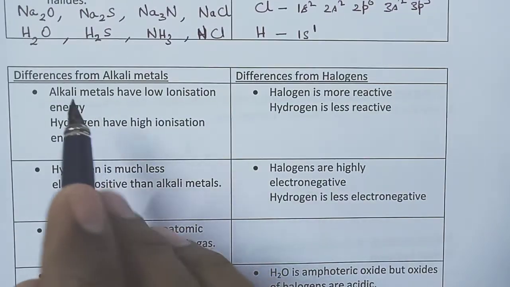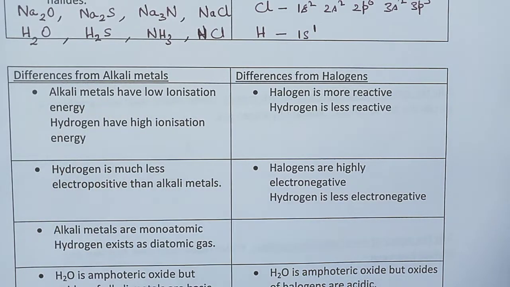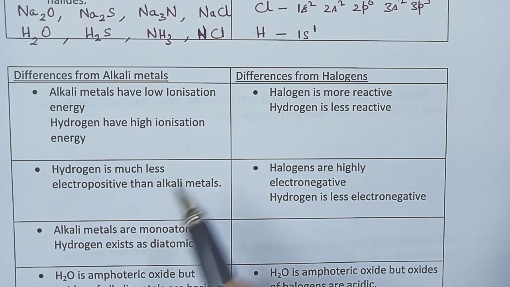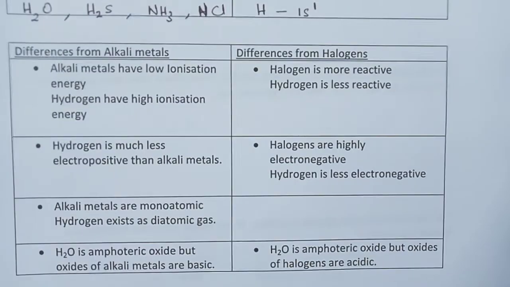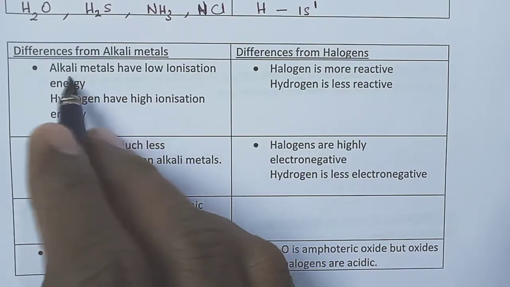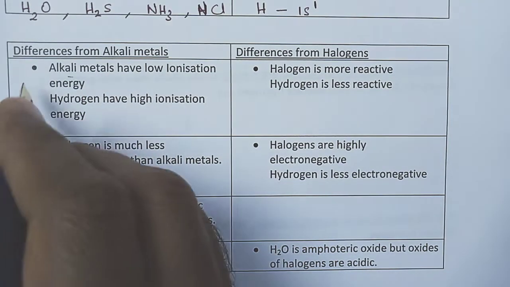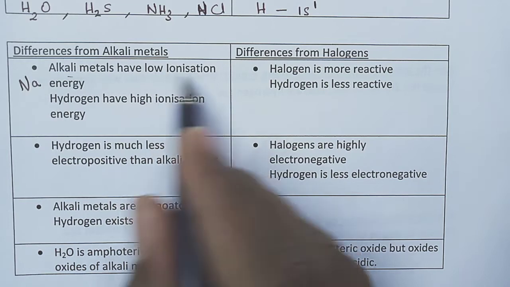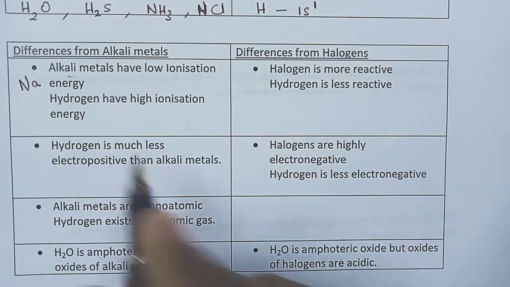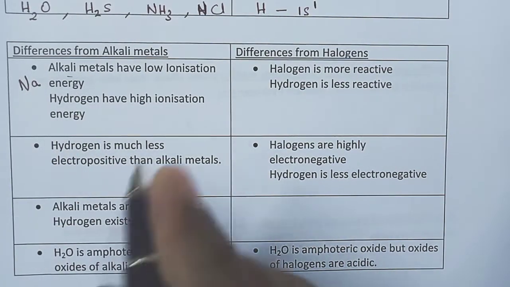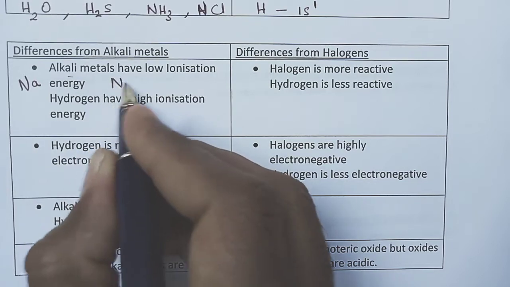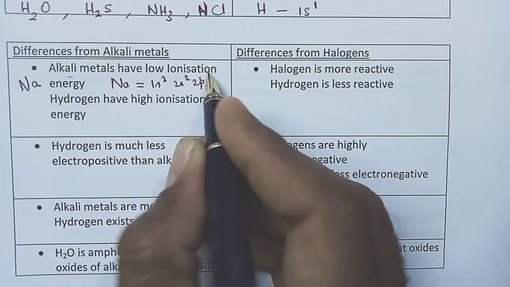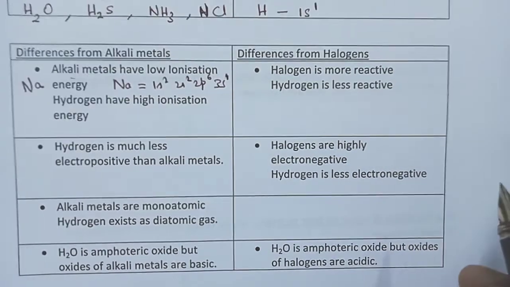Hydrogen is a little bit different from alkali metals. Again, hydrogen is a little bit different from halogens. Let us see the points. Number 1, for the alkali metals we are considering sodium. Alkali metals have low ionization energy. For example, sodium has low ionization energy. Why? Because the configuration of sodium is 1s2, 2s2, 2p6, 3s1.